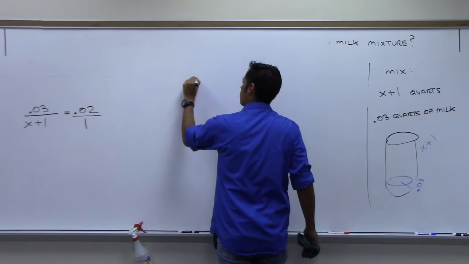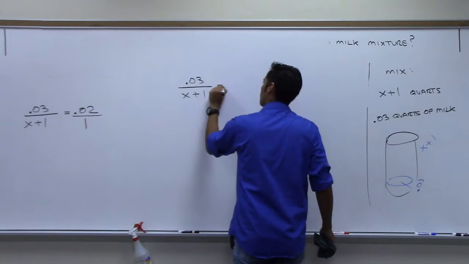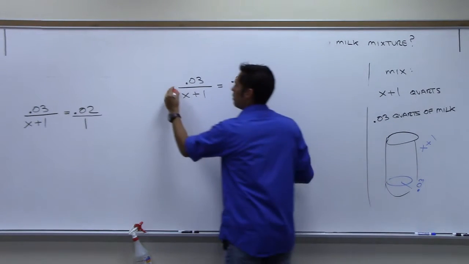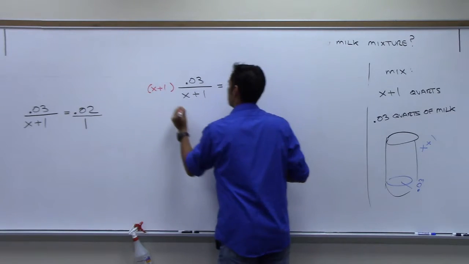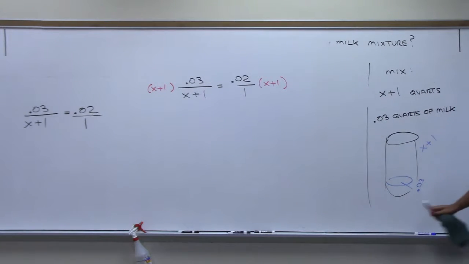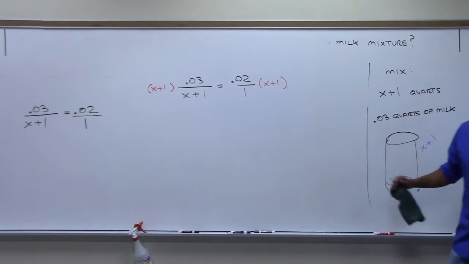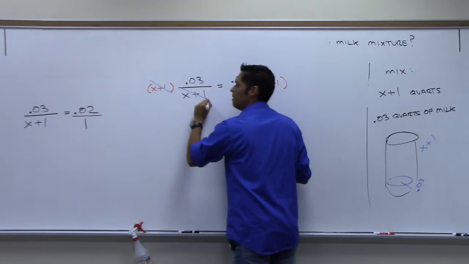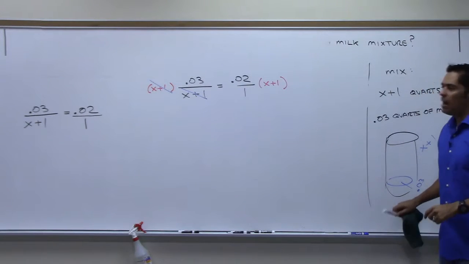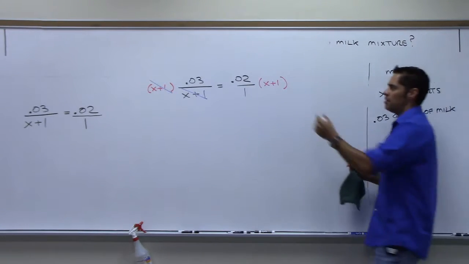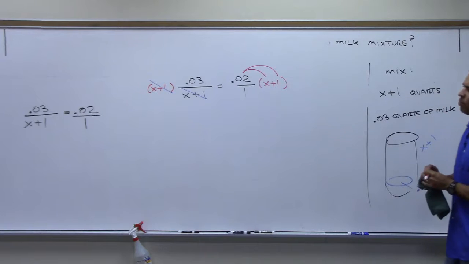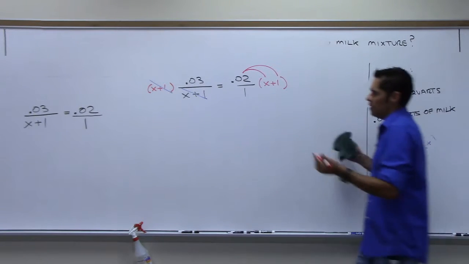I'm going to write it over here so I have a little more room. So I'm going to multiply both sides of this equation by x plus 1, by the entire denominator. And what I do there, I must do here. And that will have the effect of making the left side cancel out like this, right? Do you follow? And on the right side, I will have to distribute, won't I? Because this is just 0.02, it's going to have to distribute through this parenthesis. So what is still on the left side? 0.03, that's it.